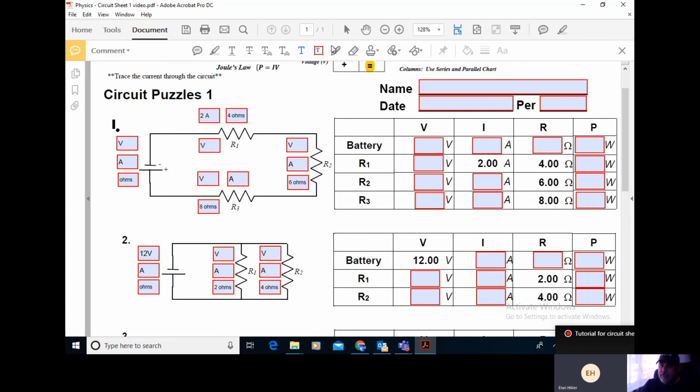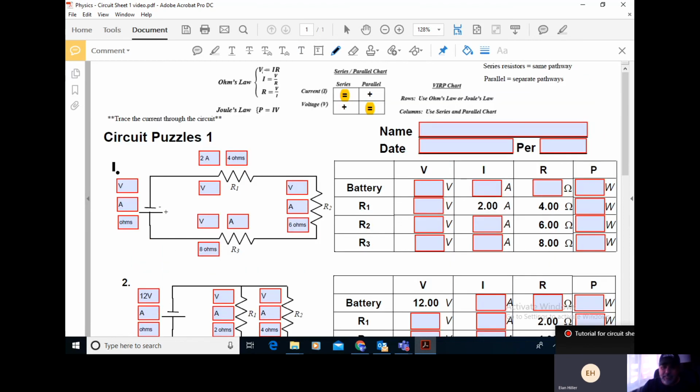The very first thing I would do to start any puzzle: if I am given 2 pieces of information out of voltage, current, and resistance, I calculate for the third, okay? It's easy math, guys, it's easy math. Voltage is current times resistance, so 2 amps times 4 ohms is 8 volts, okay? We got that, and annotate as you go. That's 8 volts.